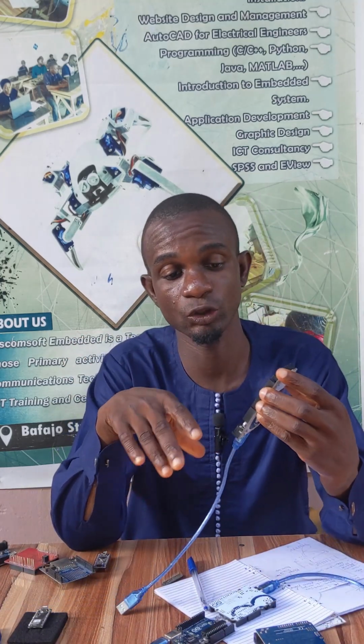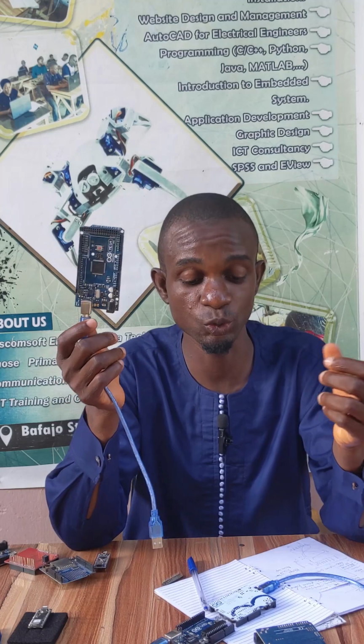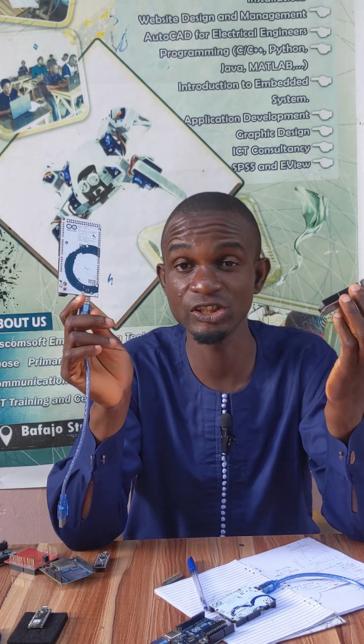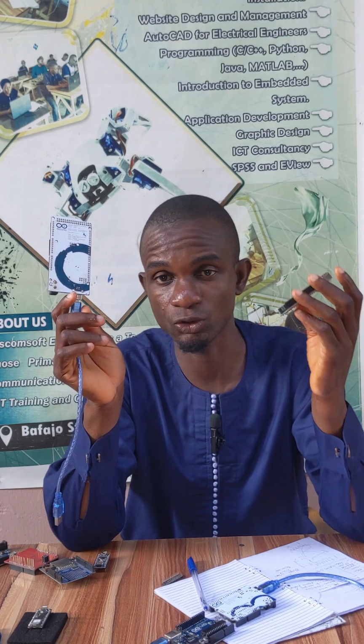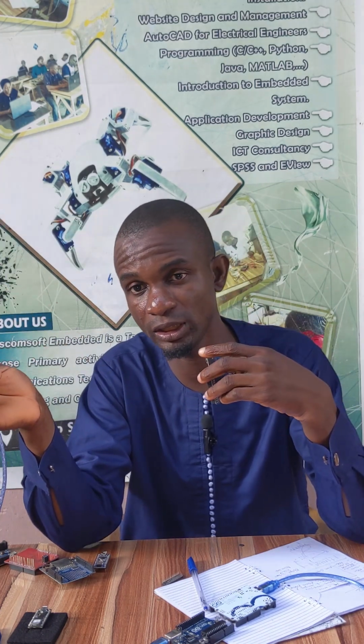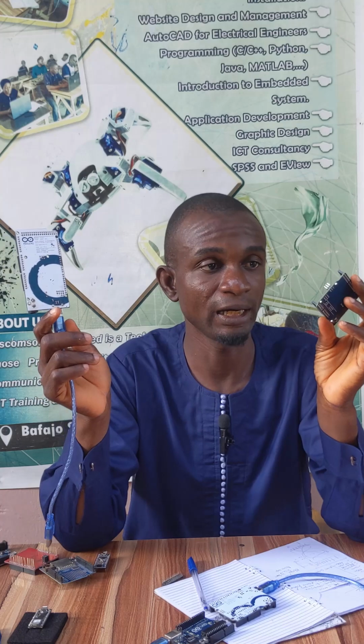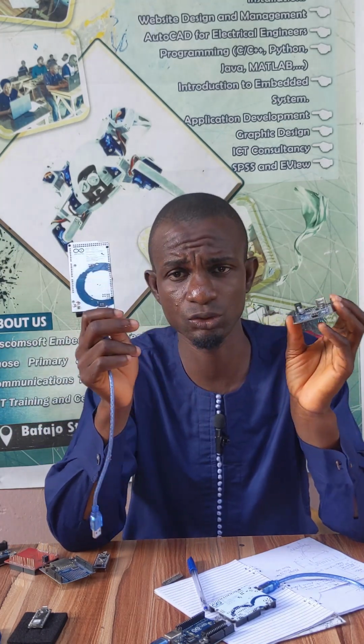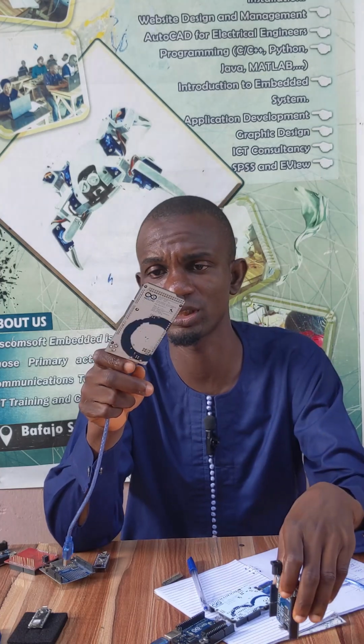Also, if you go further, we have the one with a bigger extension. It has more GPIO. The GPIO for this are 20: 14 digital and 6 analog. So D0 to D13 give you 14 digital, and for the analog, A0 to A5. We're still coming to discuss the detail.